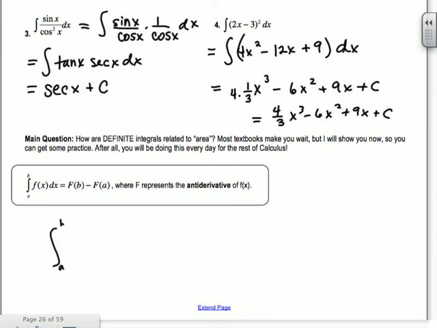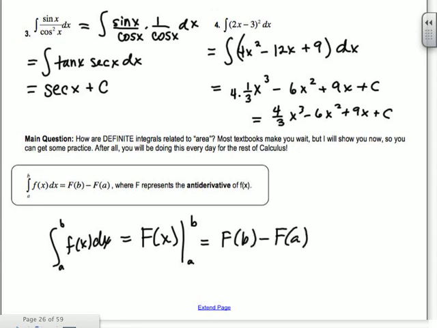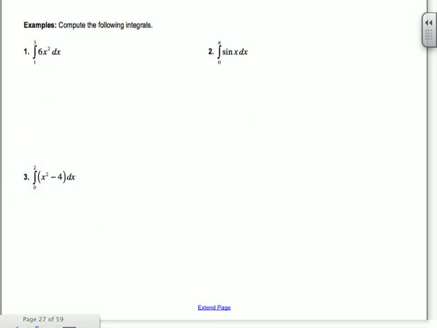So your shortcut is that if you have the definite integral from a to b of little f of x dx, capital F represents the antiderivative. I always write it as capital F of x going from a to b. So it's F of b minus F of a. You're just plugging those numbers into the antiderivative and taking the difference.